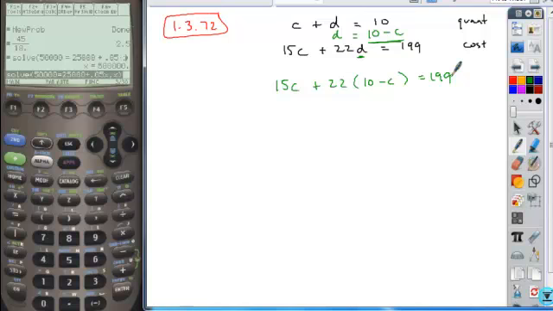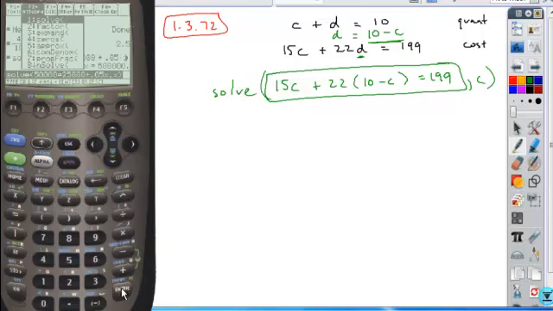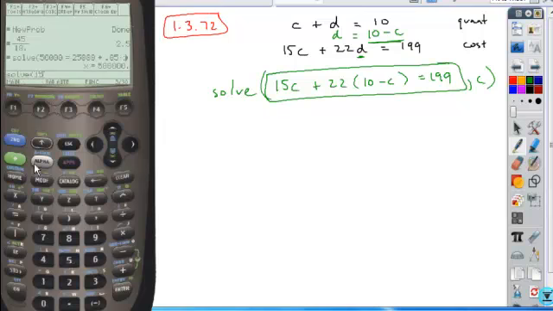Okay, and so in taking this relationship and looking to solve for it, actually that might be all that you have to do. Yeah, you have to solve it out. And it said specifically find out how many of each. So if you take this equation right here and we solve it for C, using our solve feature, the F2 algebra tab, take 15, I'm just going to use x right here so it's easier for me to type, plus 22 times the quantity 10 minus x, and set that equal to 199, solve for x.